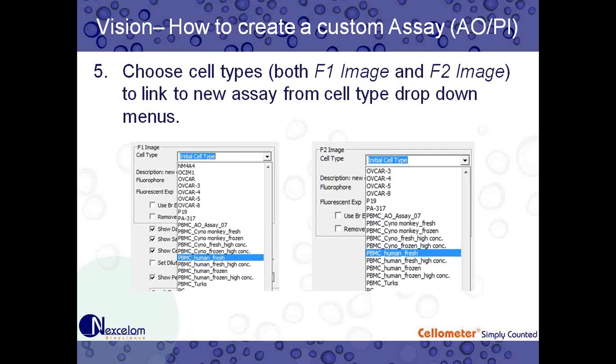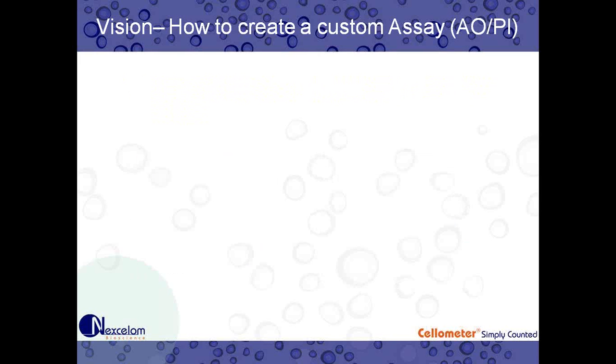So once you've chosen your imaging mode, you're going to choose your cell type for both the F1 and the F2 image. So we have the entire cell library in these drop-down menus. In this situation, we're going to choose our PBMC fresh samples.